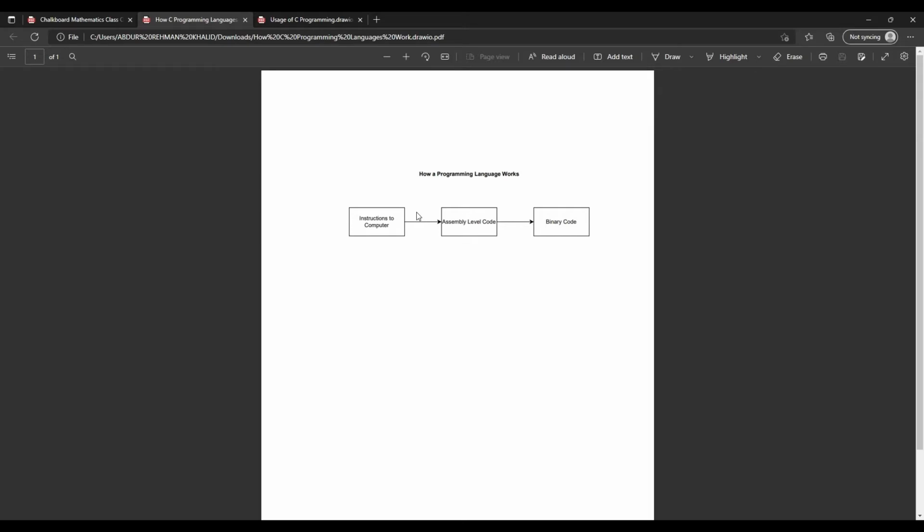So it is very easy to understand a high level programming language. C is also a high level programming language. We can understand it and give instructions to the computer very easily.